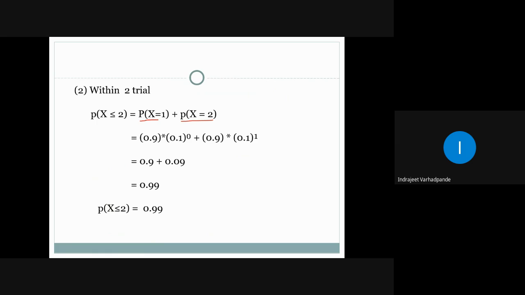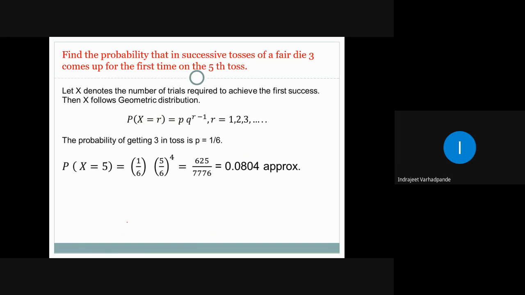Zero trial does not exist, because initially to start with the experiment you have to apply for the trials, or you have to give the performance. So within 2 trials means x equal to 1 and x equal to 2. So 1 minus 1 is 0, so p into q to the power 0. P into q to the power 2 minus 1 means 1. And that is what the probability is, which is 0.99. So the probability for x less than or equal to 2 is 0.99.